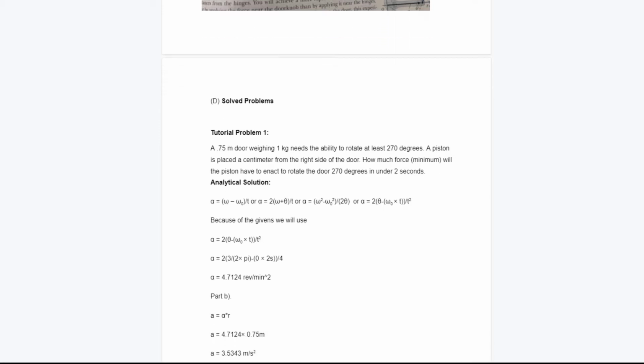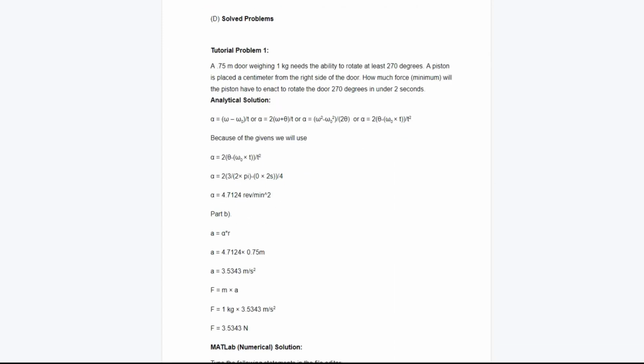Initially we're given the four formulas involving angular acceleration. There are actually 5, but only 4 of them involve angular acceleration. Due to the givens, we're going to choose this formula right here. And then if we plug all of our variables in after converting the 270 degrees to radians, because if you do not, it will not work properly, it'll give you your angular acceleration of 4.7124 revolutions per minute squared.